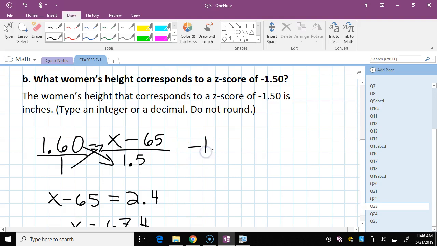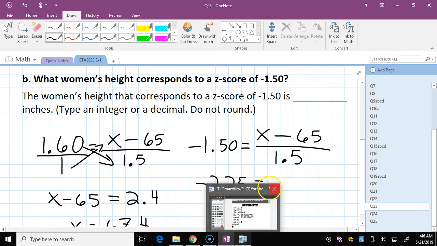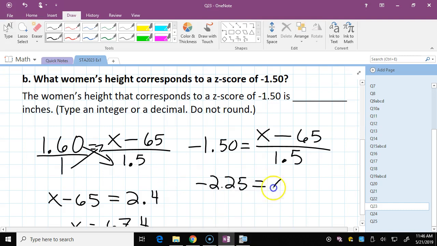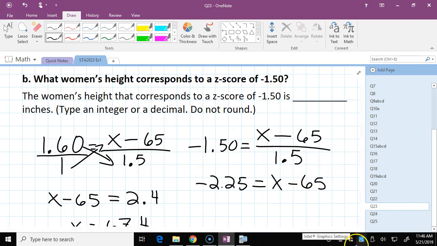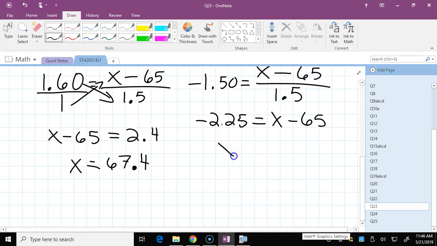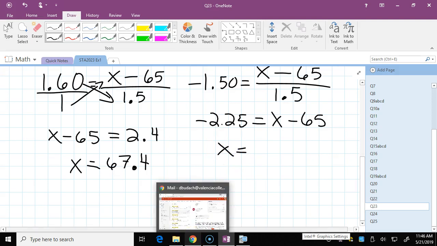So negative 1.50 equals, we don't know what the data is, but we're subtracting 65 and then dividing by 1.5. So we solve it the same way. What's negative 0.5 times 1.5? Negative 2.25 is equal to x minus 65. So what is x? 62 point what? 75. Yep.